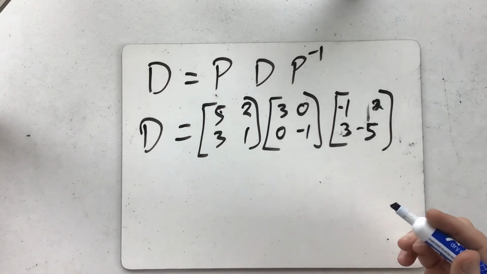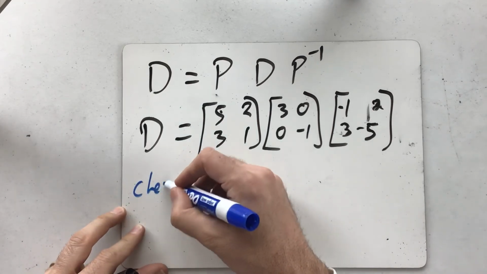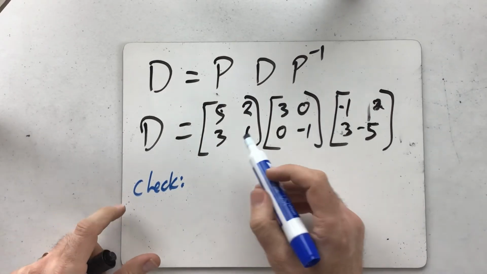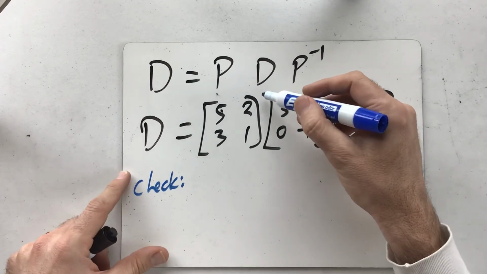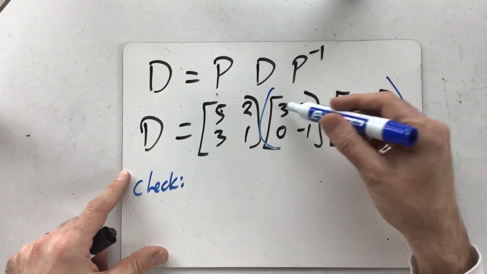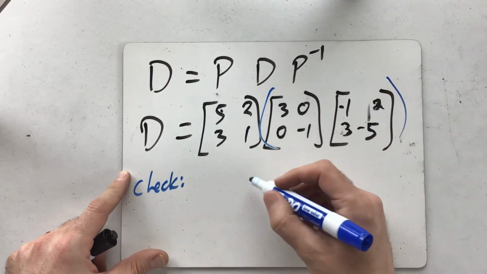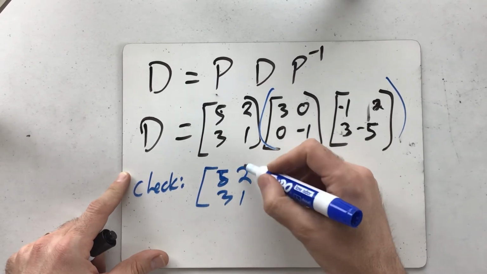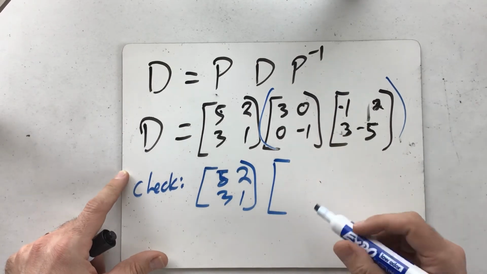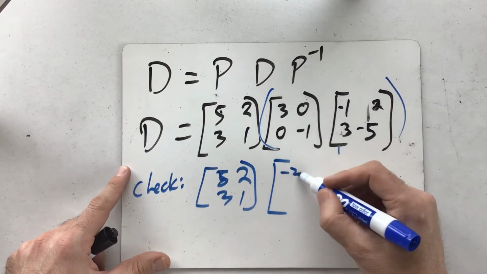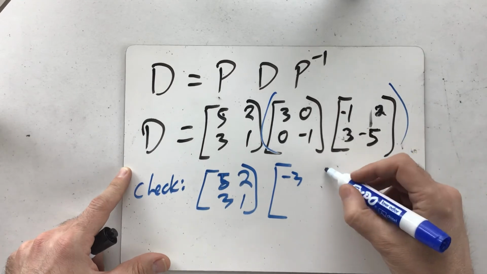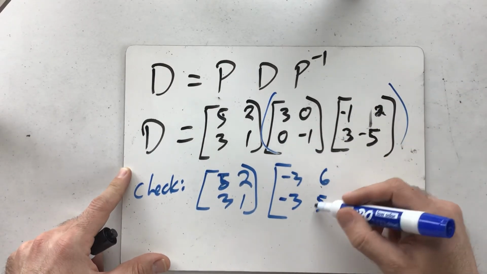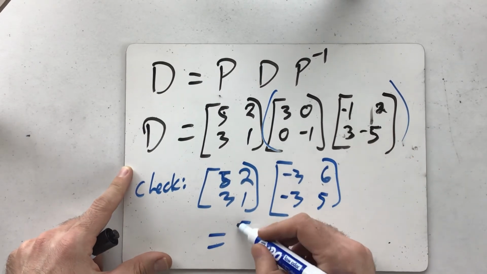Okay, let's just check it real quick. So how would I check this solution? To check this, you could do it in either order. Let's do these first, and we'll do row by column and row by column. And so we'll have 5, 2, 3, 1 times -3, 6, -3, and positive 5.